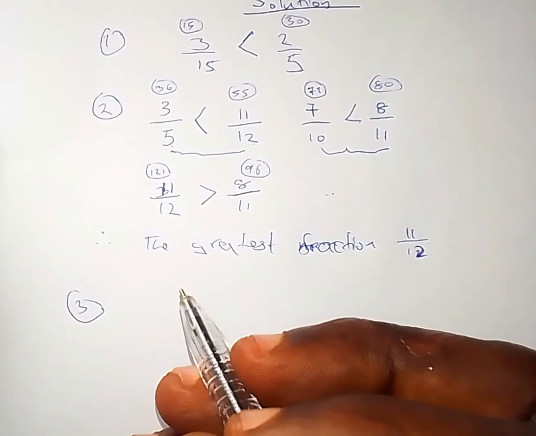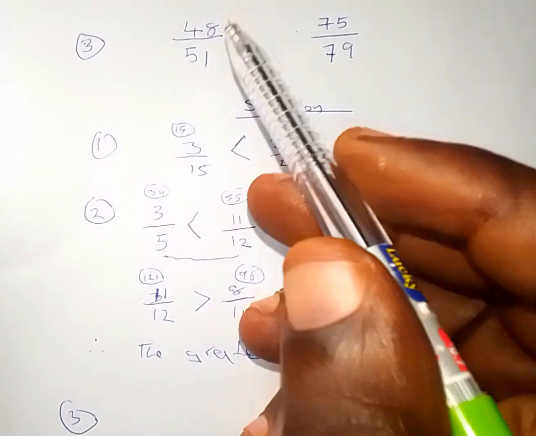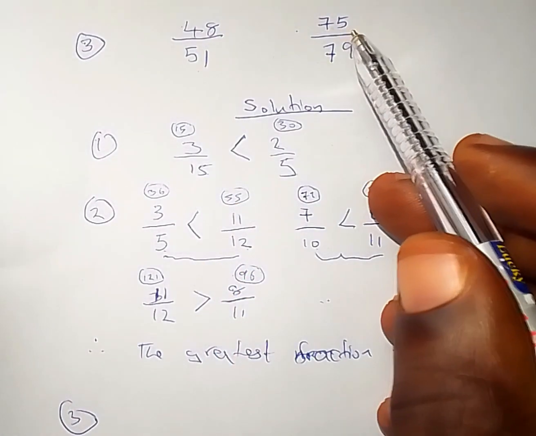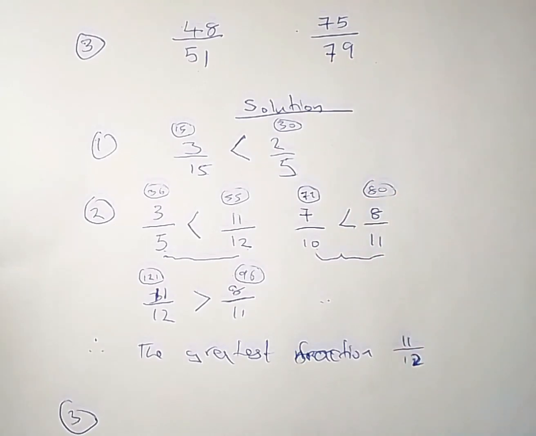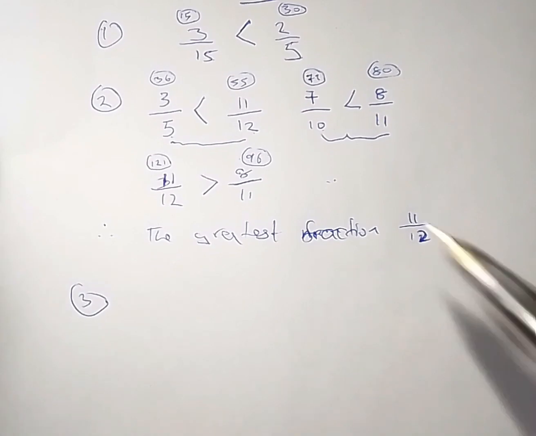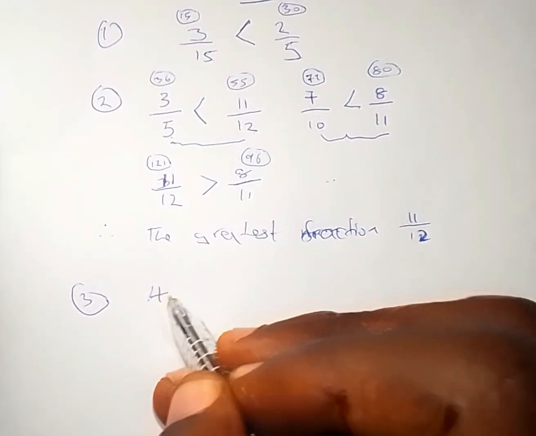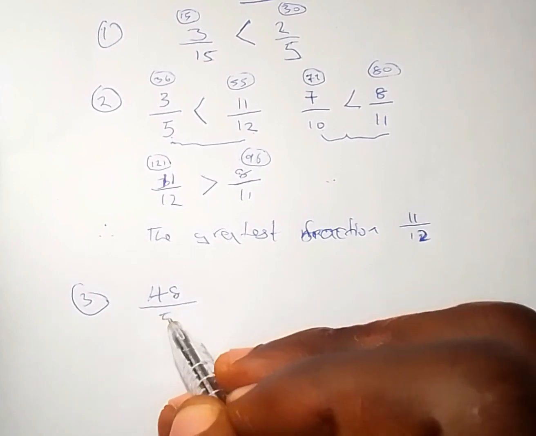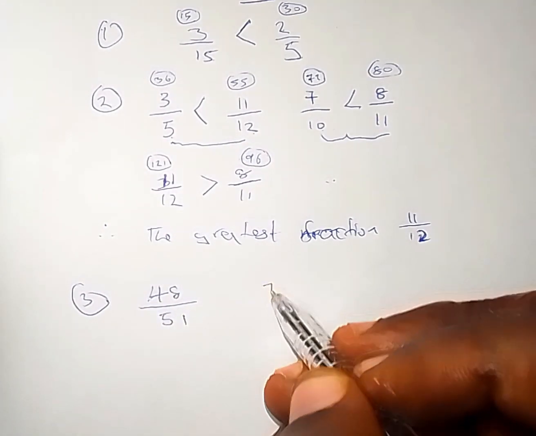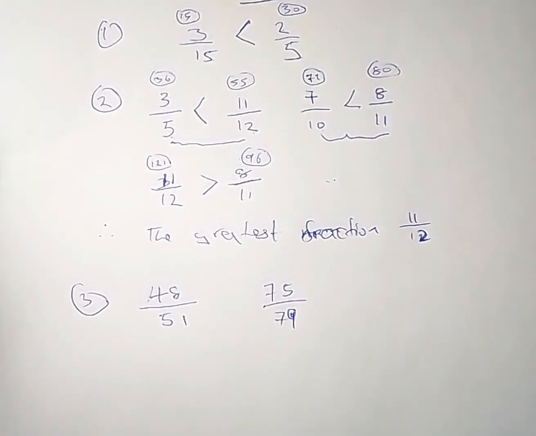So for question number 3, that is 48 all over 51 and 75 all over 79. So let's find which one is bigger among these numbers. Here I'm going to use another method in finding the bigger fraction among these two fractions.